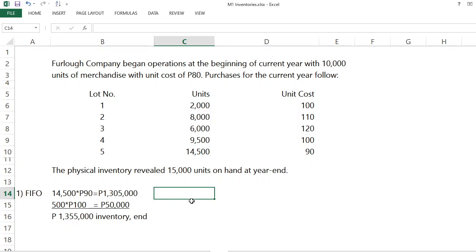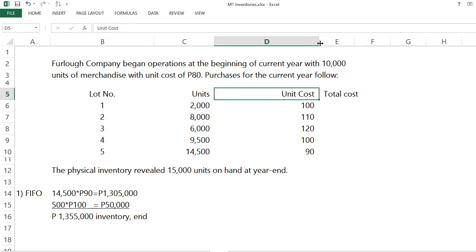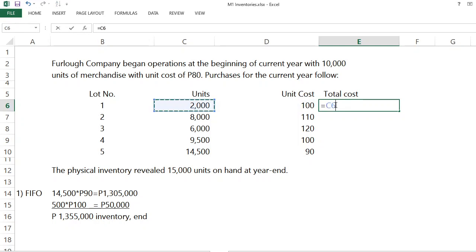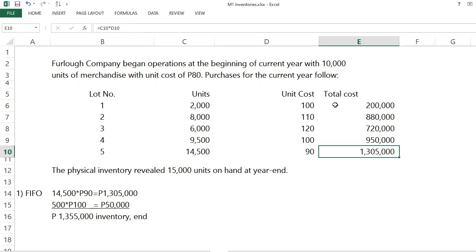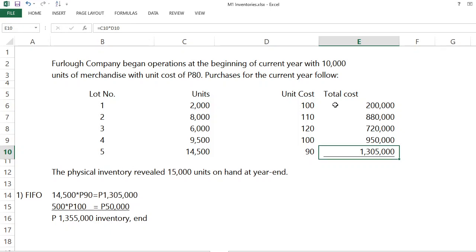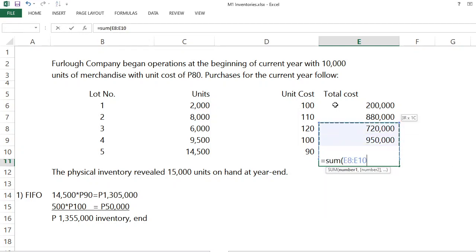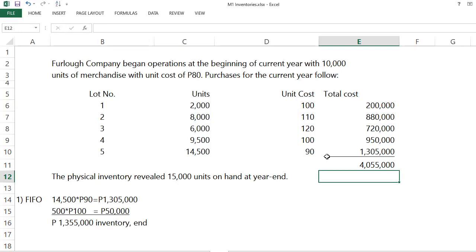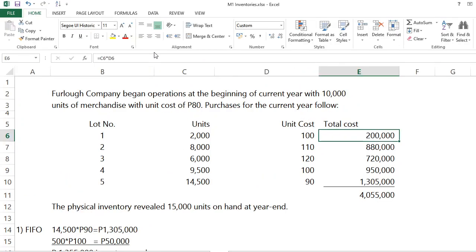Now, let us compute for the cost of goods sold. So, to make it easier, we will compute the total cost here, because the cost is per unit. Take note, it says unit cost, meaning per one. So here we compute the total cost to get the whole amount. And that would be 2,000 times 100, so that's 200,000. And then, just do the same for the rest of the items. So, the total is 4,055,000.